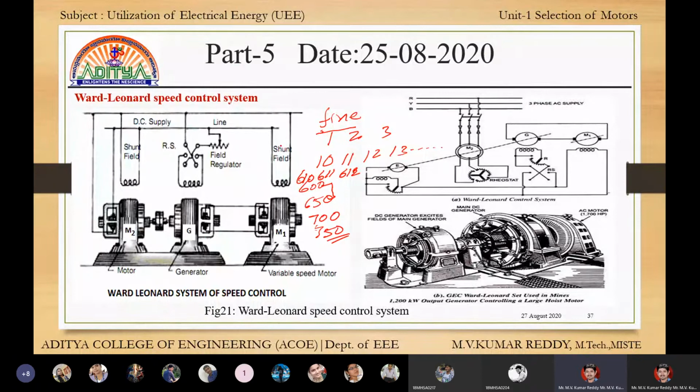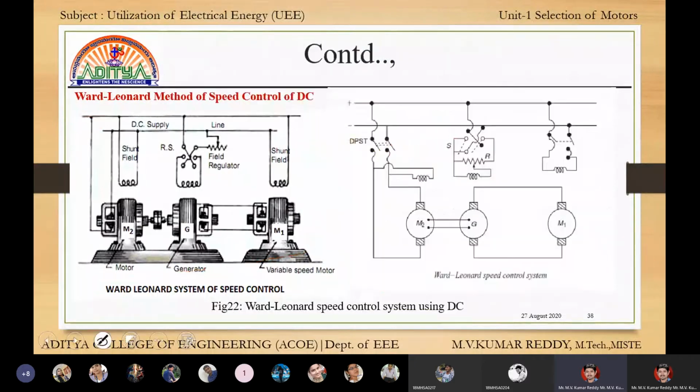The Ward-Leonard method is of two types. The first one is the DC type, and the second one is the AC type. The left-hand side is the diagram of DC, and the right side is the diagram of AC. Here the left side is a normal diagram, and this one is an exam point of view diagram.